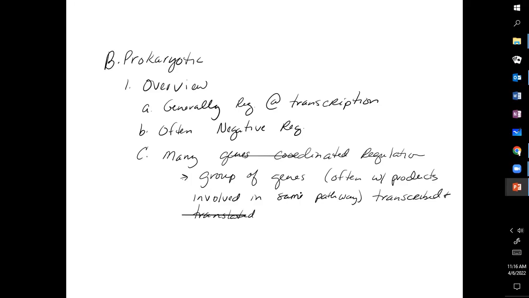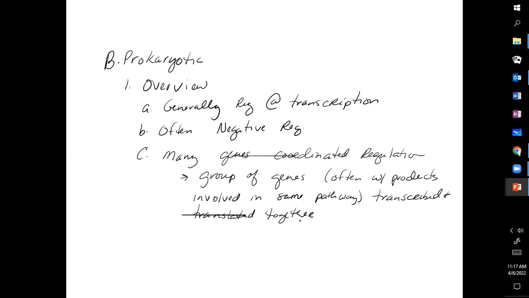It's kind of a really beautiful, efficient sort of situation, right? Because if you need to break down some macromolecule, and maybe there are 2, 3, 4, 5 genes or proteins involved in that pathway, then why not make them all together? It's kind of like a one-stop shop.